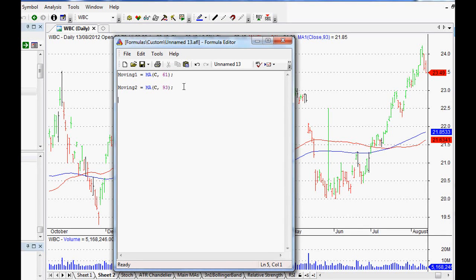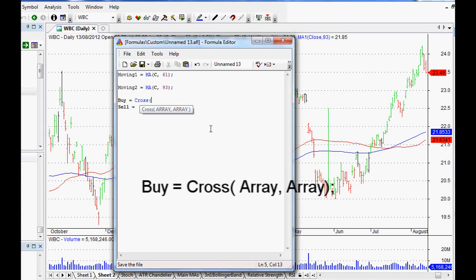So to do the crossover, we'll actually just do our buy and sell signals. And again, when you do your buy and sell signals, as you can see, it turns bold. So that means that Amibroker recognizes that as an actual signal. So we've got buy equals, and we'll just do cross. When we type in cross, again, it does turn blue, so that means Amibroker recognizes it and we can open up our bracket. And it's just the cross of whichever two arrays that we want to use. Now we've already set up our two arrays up the top here. So what we can do is a cross of moving 1 above moving 2.